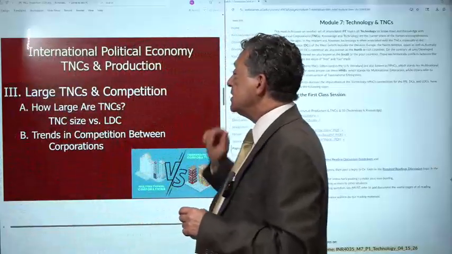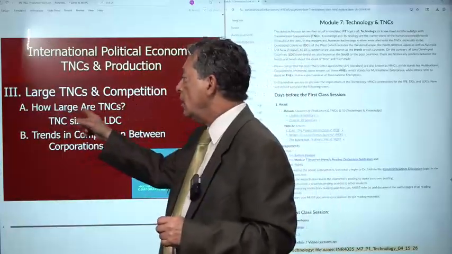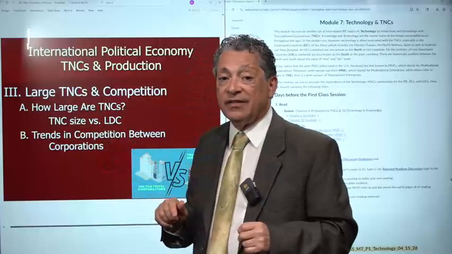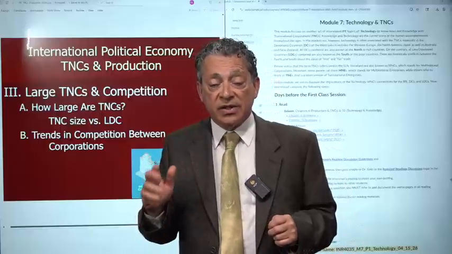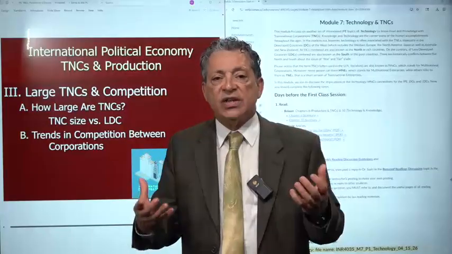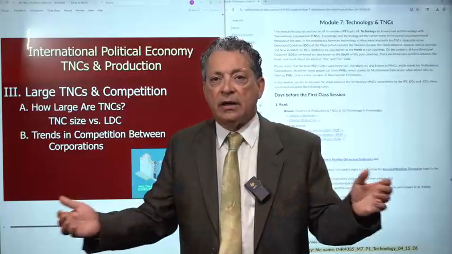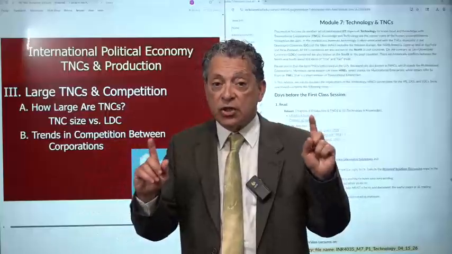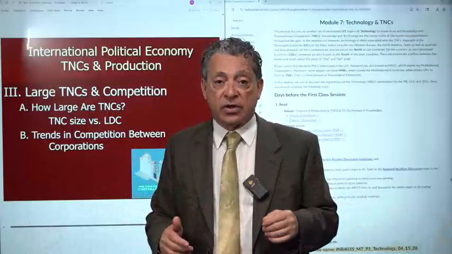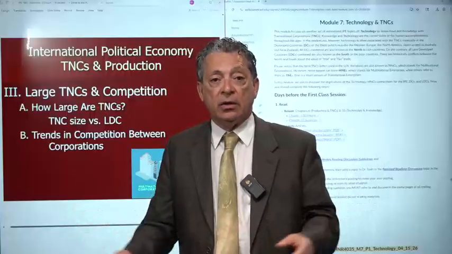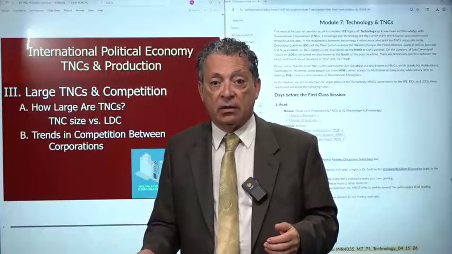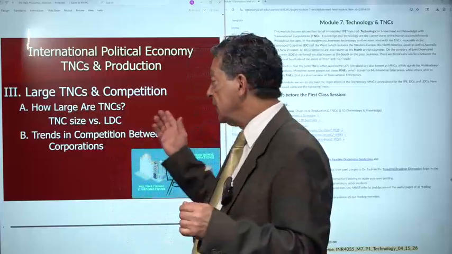Next function: large TNCs and competition. So how large are TNCs? The TNC size versus what? Developing country. Sometimes some of these multinational corporations, guess what? Their total amount of sales is more than the GNP, not GNP per capita, GNP of several developing countries combined. Or maybe an entire continent, or most of the continent, like Africa or something. Unbelievable. So they're very, very powerful.